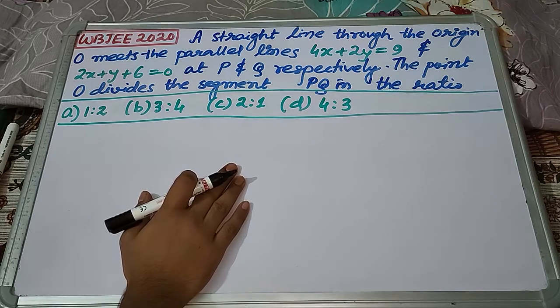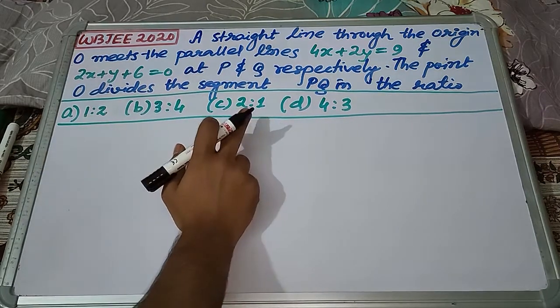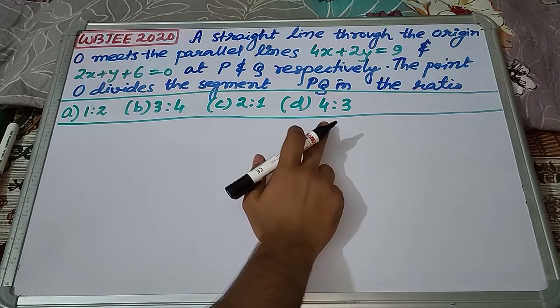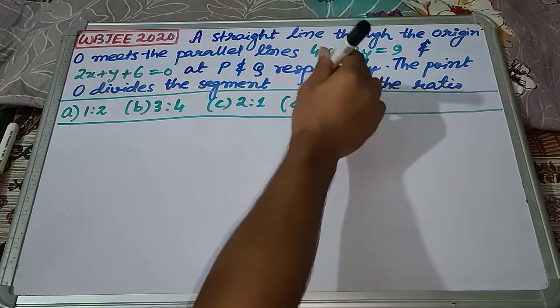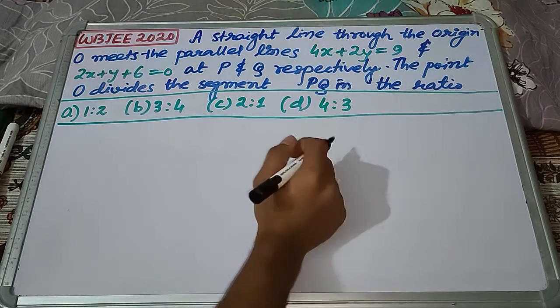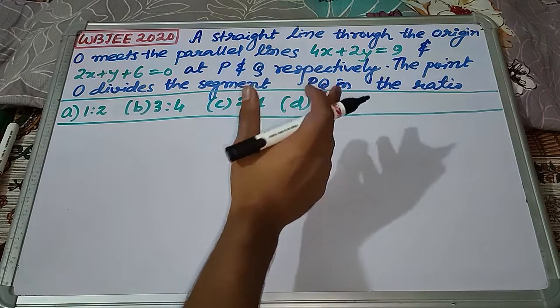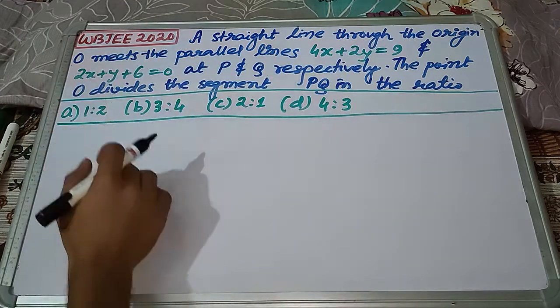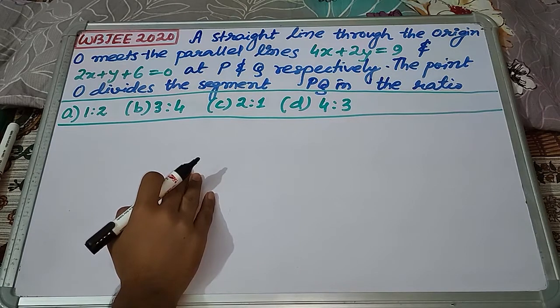Now let us discuss the solution of the question. First, what we need to see very carefully is that there are options like 1 is to 2, 2 is to 1, 3 is to 4 and 4 is to 3. So what we can decipher from this is that the order in which O is dividing the segment is very important. Otherwise, you may get the question wrong. So let us first draw the first line and then the second line and understand what the question is asking, because the first step of solving any coordinate geometry question is drawing a rough figure, because it really helps to reach the final solution.